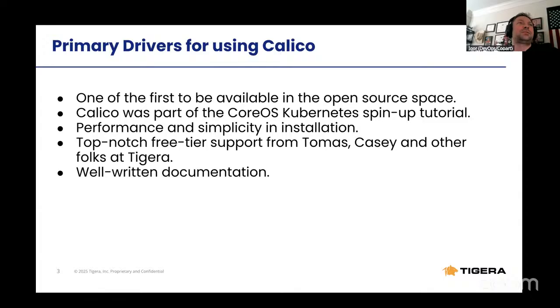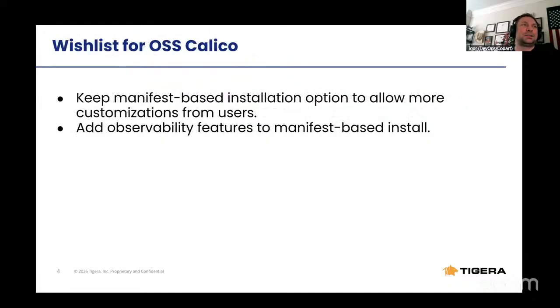Yeah, and a few drivers for using Calico. As I said, it's one of the first that was available in the open source space. It was part of the tutorial, and it was really simple to install and just spin it up, ready to go. I think it's still right now just use the operator, which we haven't used, but we stick to the manifest install. And as I said, I love the support from you guys, and the documentation is great. So it's pretty clear to me. When I need to do something, I just open it up. And if something is not clear, I just reach out to you guys in Slack.